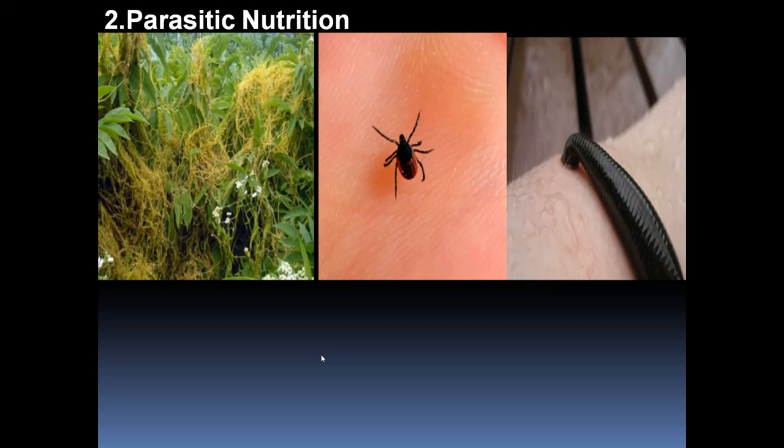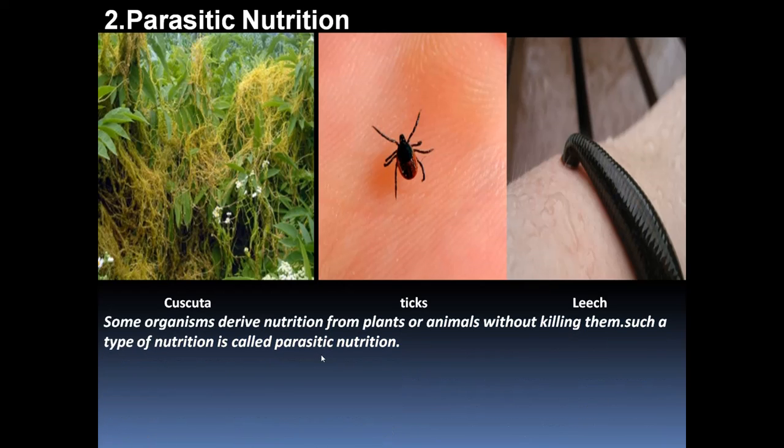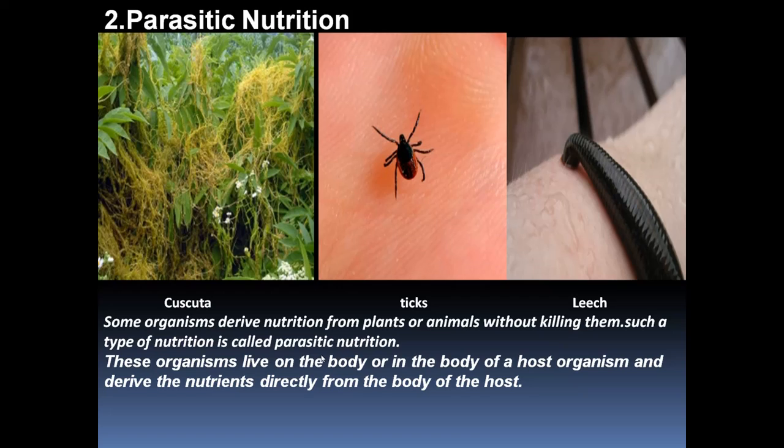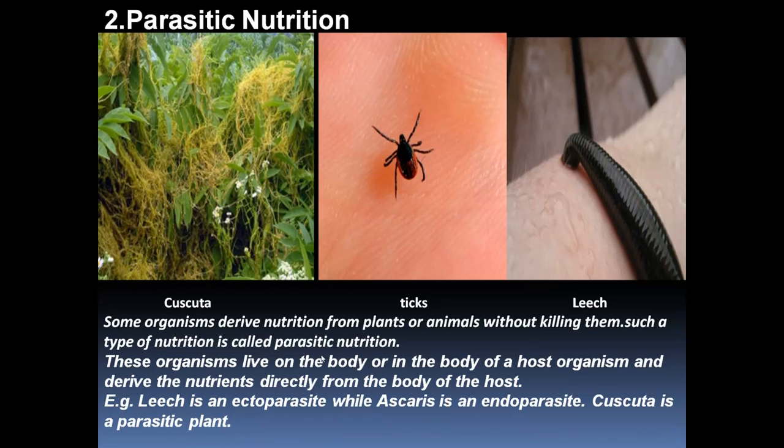Let us now look at the parasitic type of nutrition. Some organisms derive nutrition from plants or animals without killing them. Such a type of nutrition is called parasitic nutrition. These organisms live on the body or in the body of a host organism and derive the nutrition directly from the body of the host. Examples are cuscuta, ticks and leech.